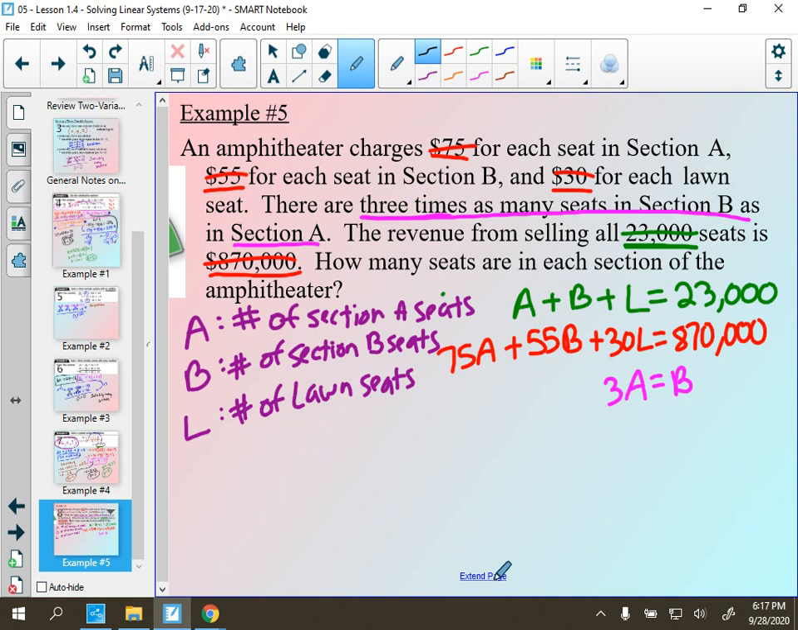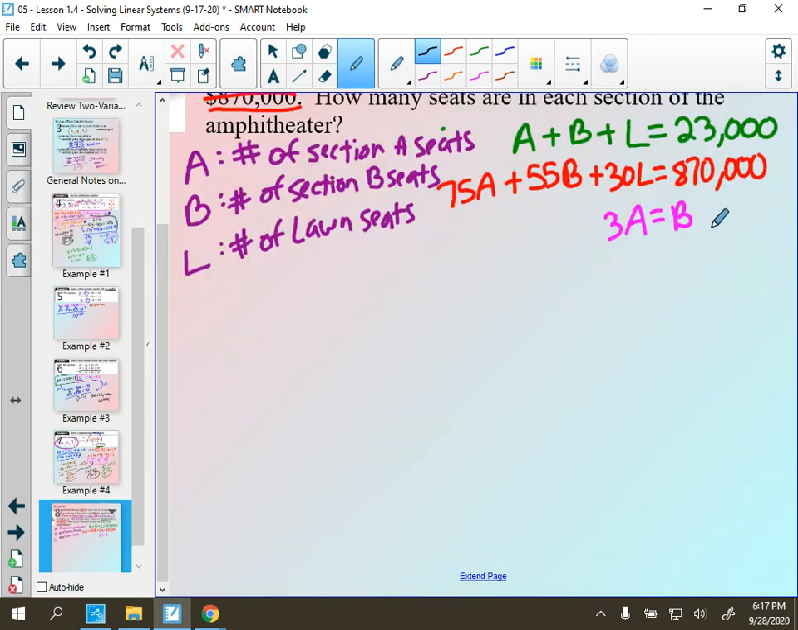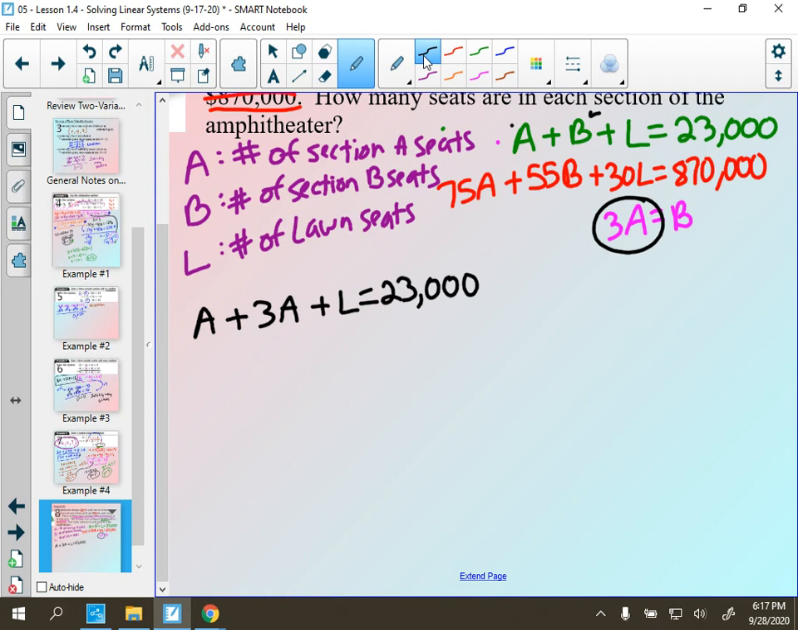I see this one, like our last example, as one where I kind of want to use substitution. I see this 3A equals B and say, I'm going to get rid of this B here and substitute this 3A into this top equation. So now this is the last part, the solve part of it. I'm going to replace this B right here with this 3A. So A, I'm just copying down this A, plus, but instead of B, we're going to say 3A plus L equals 23,000. All right, so 3A plus A is 4A, and I'm going to leave it just like that.